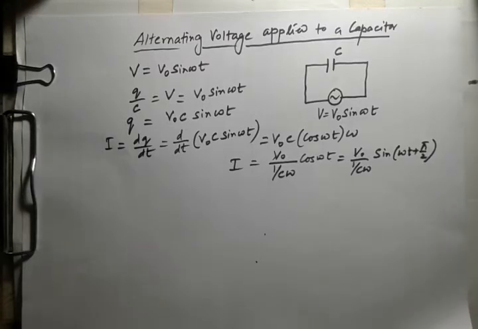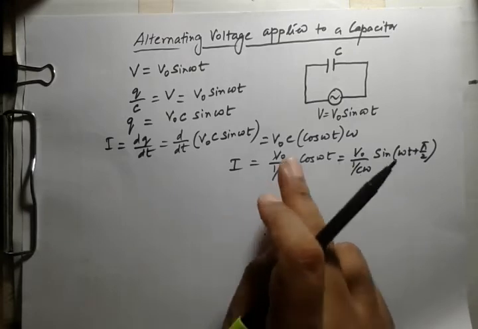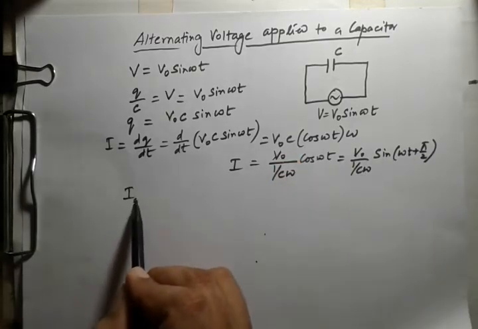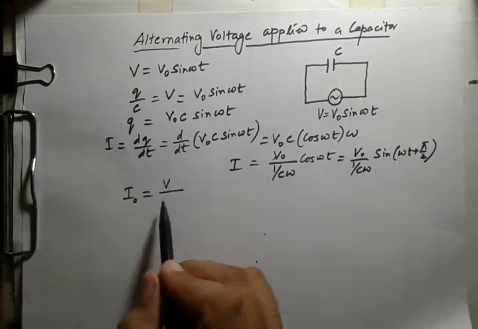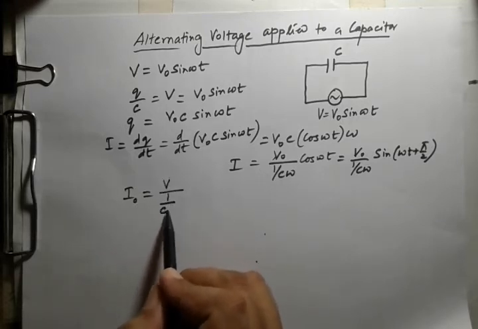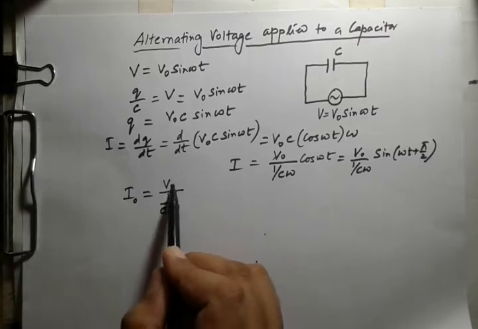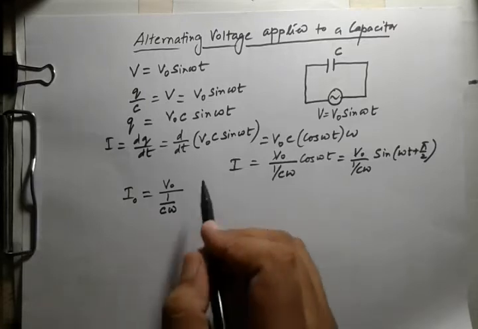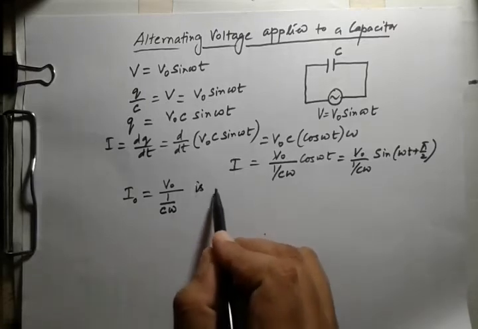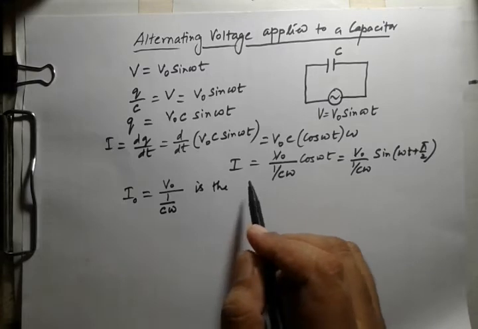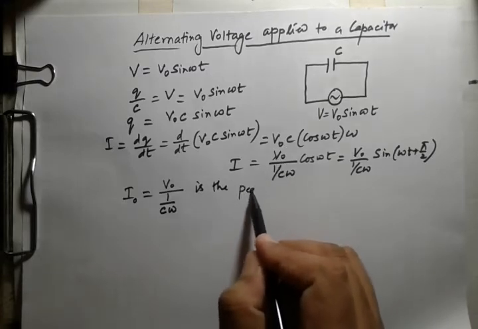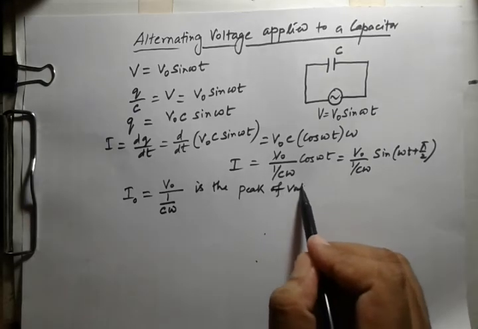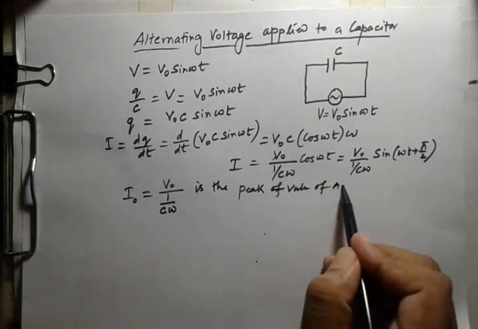So we can compare this one with I is equal to I naught sin omega t. So you can get I naught will be how much? I naught will be equal to V naught by 1 by C omega. You can get I naught from here. So this is the peak value of alternating current, the peak value of AC.